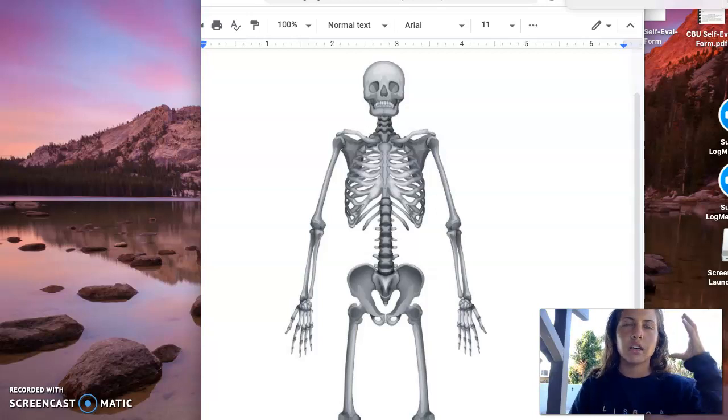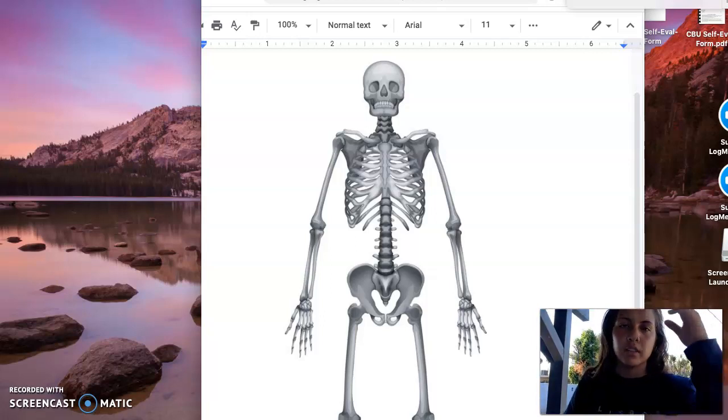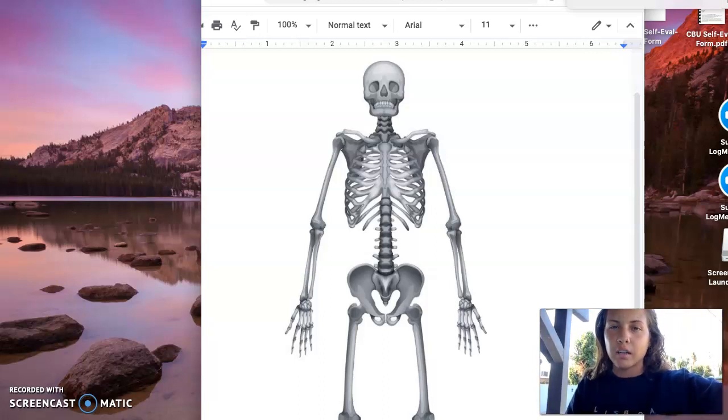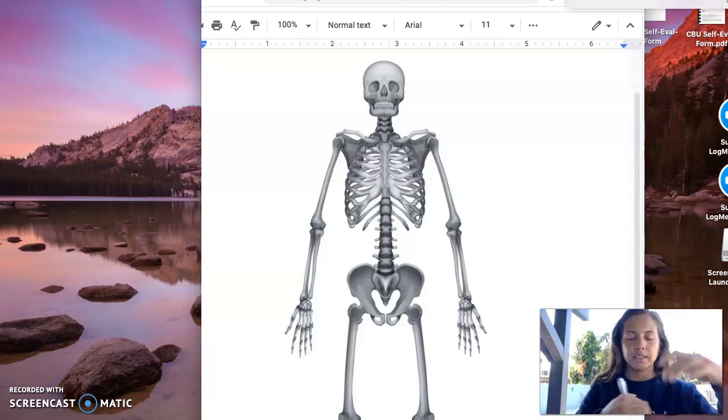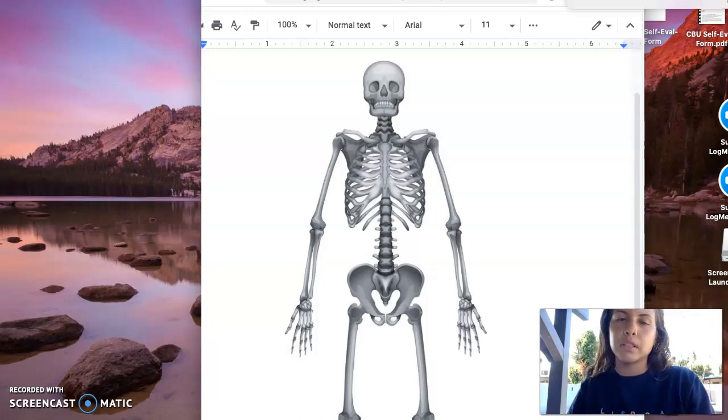In the cranial, we have mostly flat bones, like your nasal, maxilla, mandible. We have the frontal, parietal, temporal, occipital, and zygomatic. And then you come down to your clavicle, which is known as a long bone, as well as your humerus and your femur. So these are all long bones.